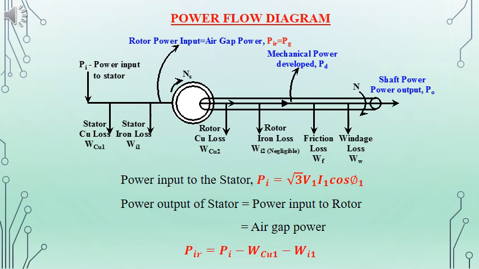In the equation, the power input to the stator, that is the electrical input, is given as root 3 V1 I1 cos phi 1. It is denoted with a subscript 1 because we consider the stator to be almost equivalent to the primary winding of a transformer. After considering the losses, that is WCU1 and WI1, the copper loss and iron loss on the stator, we have the air gap power given as PIR or PG.